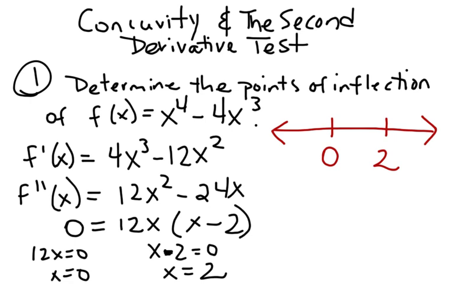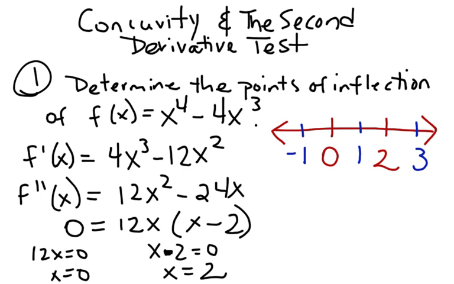I need to choose numbers between and beyond those zeros of the second derivative to test and find out if it is indeed positive or negative. So these values could be anything, but we like to choose easy numbers to work with. Something easy, less than 0, would be -1. Something easy between 0 and 2 would be 1, and something easy greater than 2 would be 3.